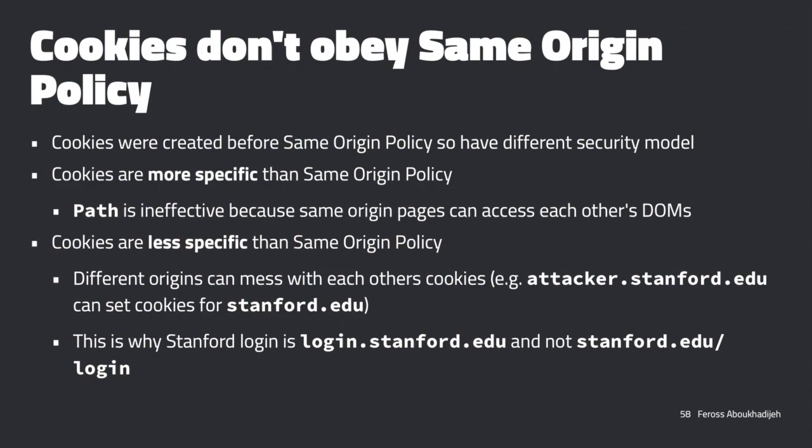They're more specific because they imply that you can scope a cookie down to a particular path on a site, and we know that is actually ineffective because we can always include a frame to sites that are on the same origin as us and read those cookies out. So this is an ineffective mechanism. But yet at the same time, they're less specific than the same origin policy because of this weird ability for attacker.stanford.edu to set cookies for stanford.edu, right?